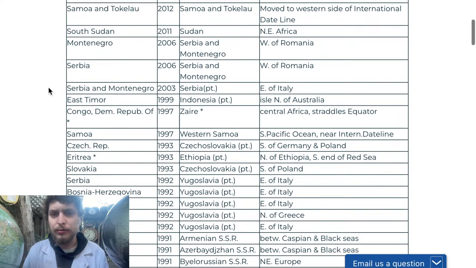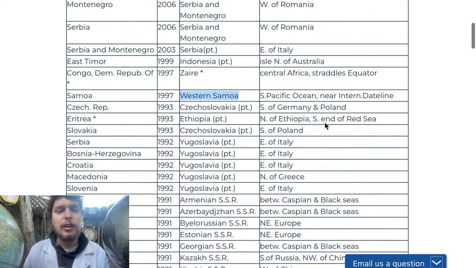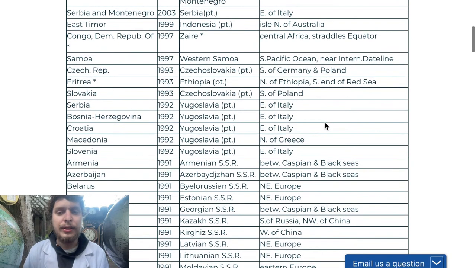Now, a lot of changes here. The Democratic Republic of Congo came around here or moved in 1997. Samoa lost the western part here or moved or something. It's a little hard to read exactly what they're saying here, but it's interesting how many changes occurred since then.